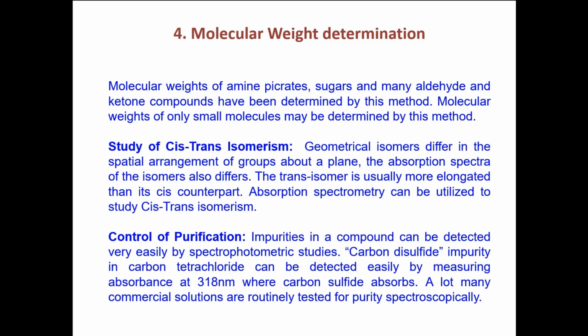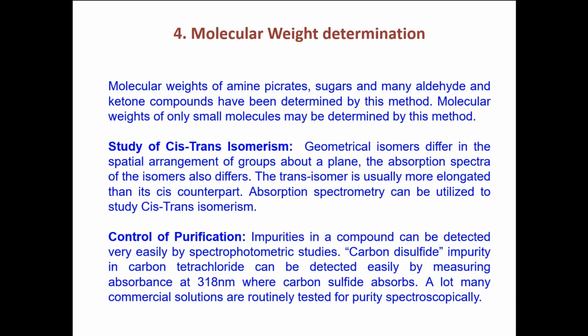The next is that you can also use it for the control of purification. Impurities can be detected from the samples. For example, carbon disulfide impurity can be isolated. Impurity in carbon tetrachloride can also be detected easily by measuring the absorbance at 380 nanometers. So we can easily identify the different kinds of impurities present in the sample, and then you can go for the purification and so on.